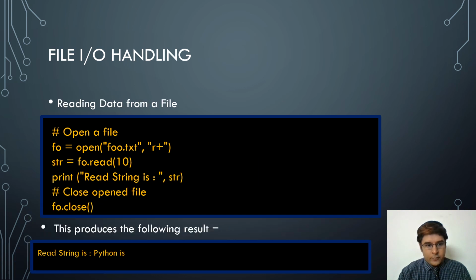Similarly, to read data from a file, we can use the open function again with the mode as r+, and for reading 10 characters, we can pass fo.read(10). It will read 10 characters and print the same to the output.